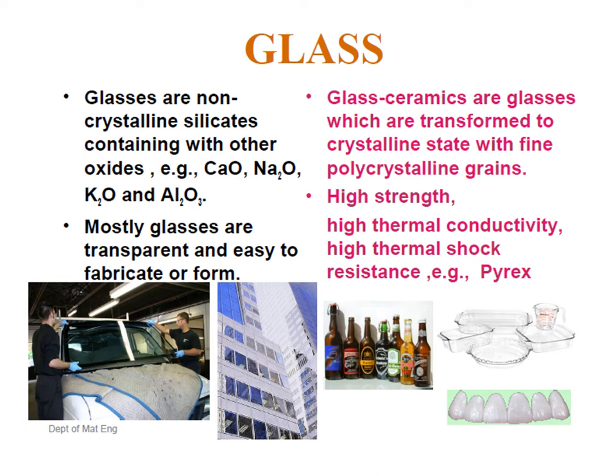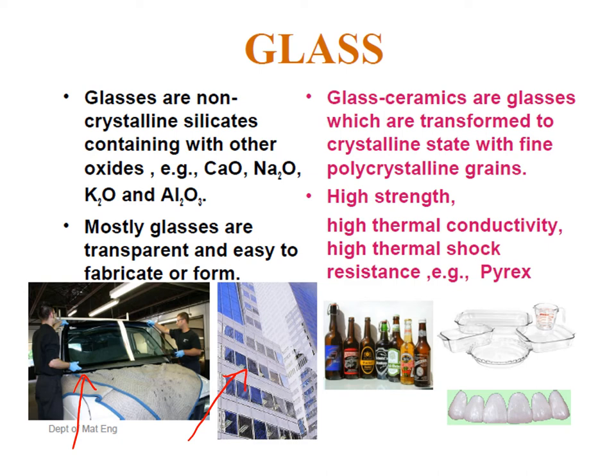Perhaps the most popular use of ceramic is to make glasses. Glasses are non-crystalline silicates containing other oxides such as calcium oxide, sodium oxide, potassium oxide, and aluminum oxide. Mostly glasses are transparent and easy to fabricate or form. In this picture, we can see glasses are used in automotive application as well as for making window panels for buildings.